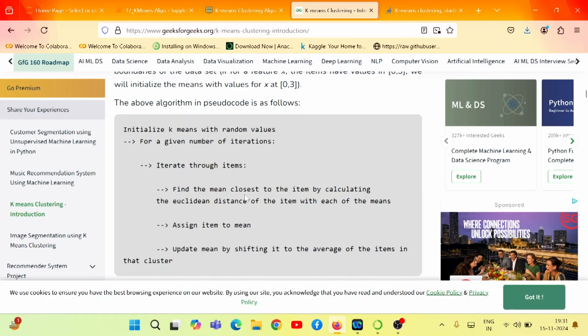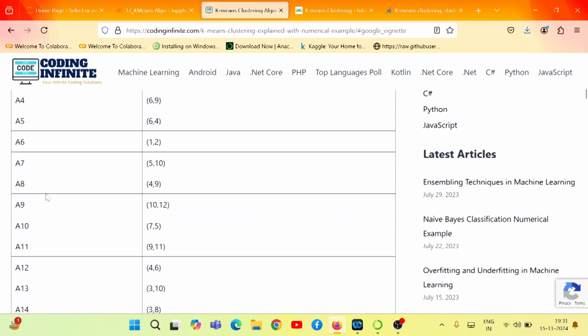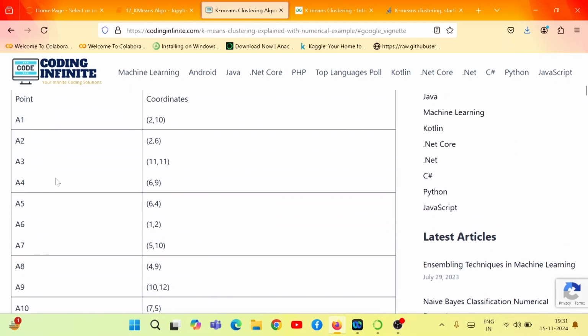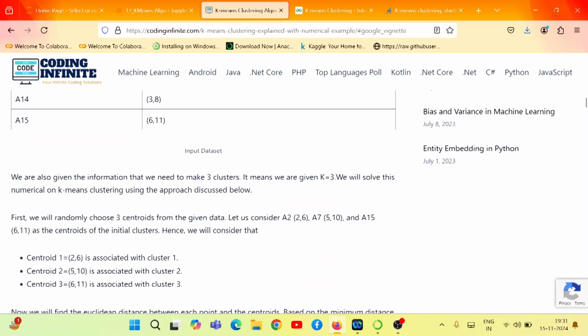Let me show you how this algorithm works with the help of an example. What I told you, the same thing I am representing with this example. Let's say I have A1 to A15, a total of 15 points given to us, and these are the coordinates of those points, right? So how will k-means start? As I told you, it randomly chooses 3 centroids, because let's say the k value is equal to 3. The algorithm starts with this random selection of 3 centroids. Let's say A2, A7 and A15 we have selected as random centroids, right?